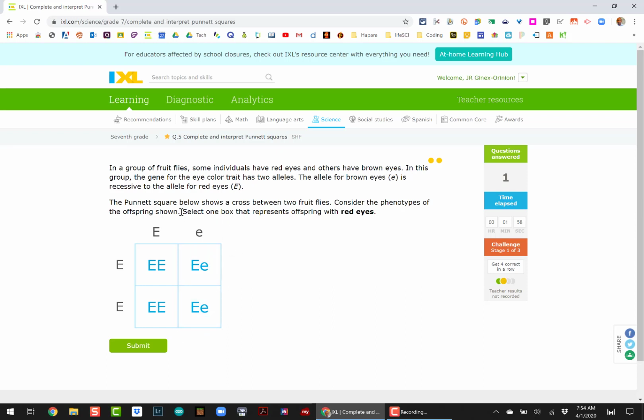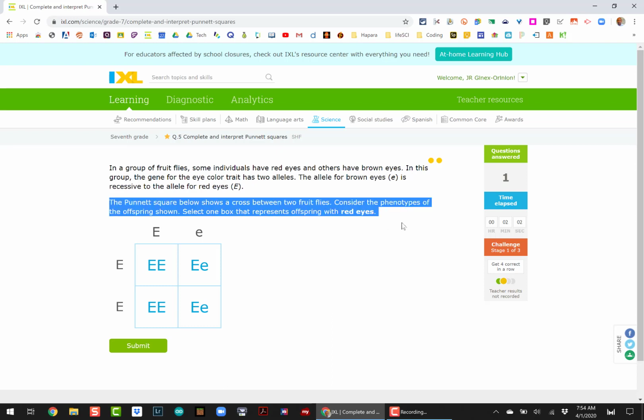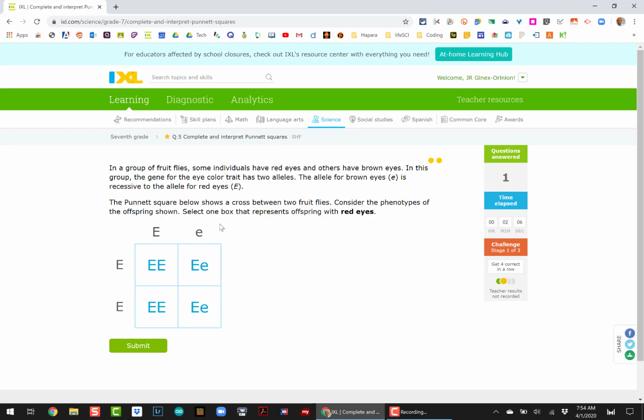Now, here's another question. Same thing, okay? In the Punnett square below, it shows a cross between two different fruit flies. Consider the phenotypes of the offspring shown. Now note, phenotype means what does the offspring actually look like? Will it have red eyes or brown eyes? Genotype, on the other hand, means what are the letters that determine what the phenotype is going to be. So genotype is the letters, phenotype is how it actually looks.